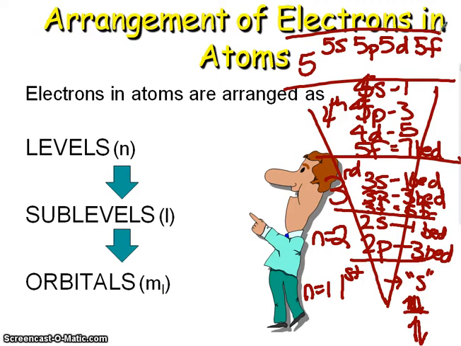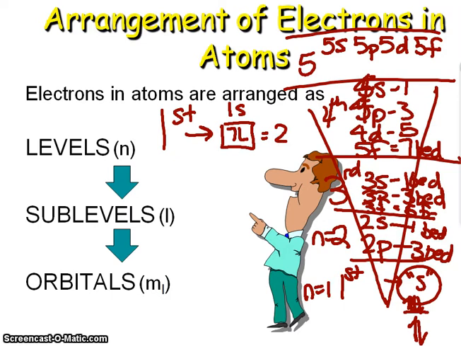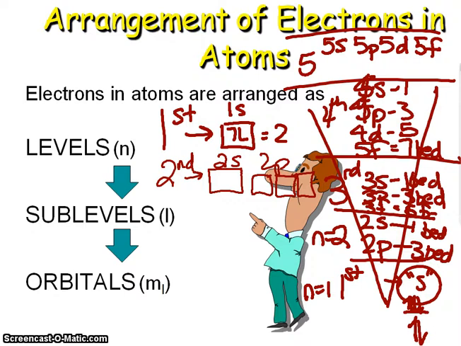Each bedroom, remember, can only hold 2 people. So if we think about the first floor, there's only an S apartment, so the maximum number of people that can live on the first floor would be 2 people. On our second floor, we have apartment 2S and apartment 2P, and a P is a 3-bedroom. So 2S can hold 2 people, and then 2P can hold 2, 4, 6 people, 3 bedrooms. So the total number of people that could live on the second floor is 2, 4, 6, 8. 8 people can live on the second floor.